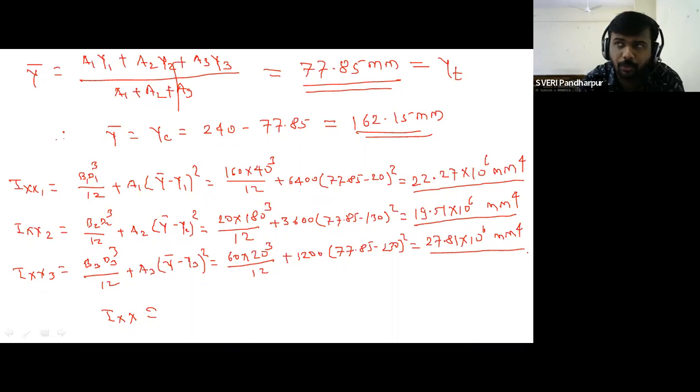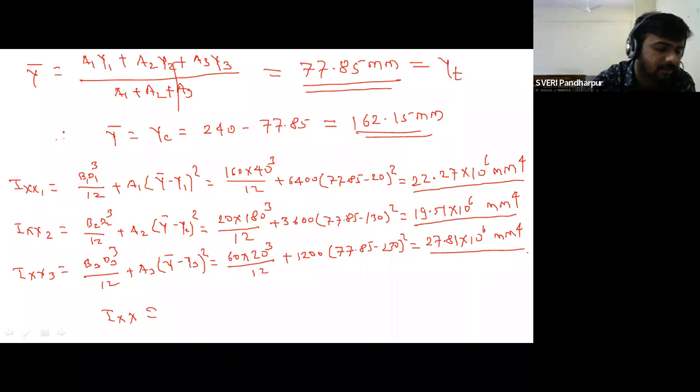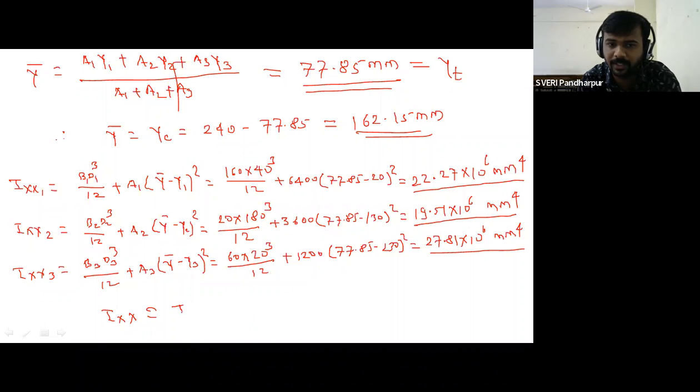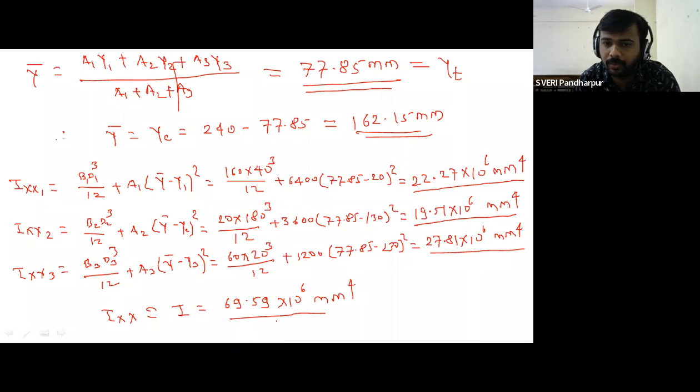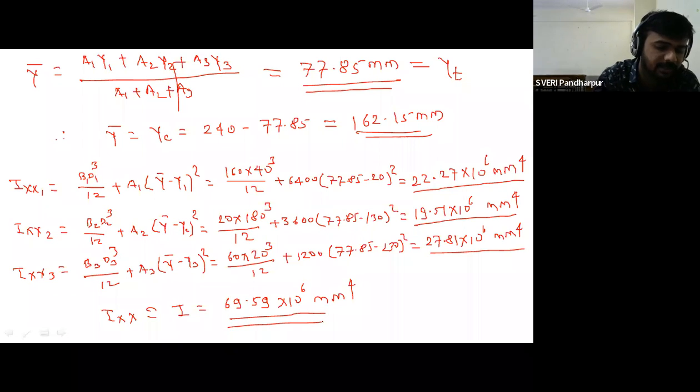Don't write the value as it is, you have to do the calculations, because this calculation is very important. Yes, 22.27 into 10 raised to 6, correct. You have to verify your answers by doing the calculations. Then simply make the addition of all the three values and calculate the total Ixx, which is equal to 69.59 into 10 raised to 6 mm raised to 4. Send all the answers in the chat box. Those who have calculated, yes, 22.27, 19.51 and 27.81 into 10 raised to 6.